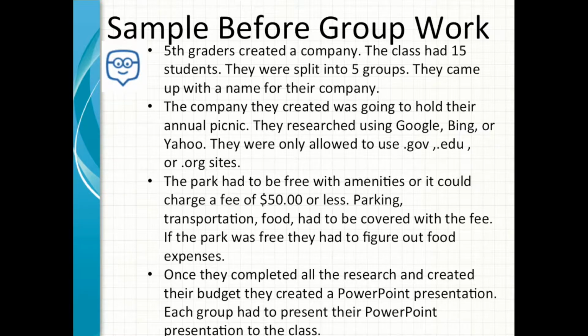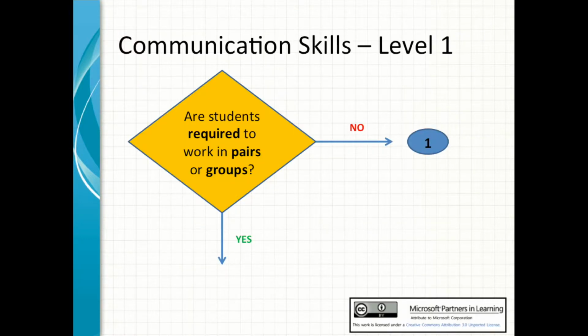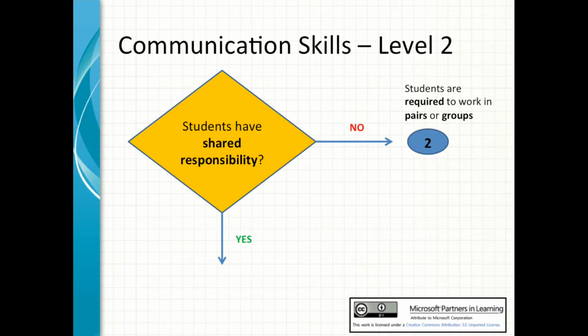So first of all, thinking about the project, the students were required to work in pairs or groups, so that means they're already past skill level 1. If they were not required to work in pairs or groups, that would be a communication skill level 1. Since they were required to work in pairs or groups, we're going to follow that flow chart down. We're going to see if this project moved from level 2, where students are required to work in pairs or groups, and proceed on to level 3.